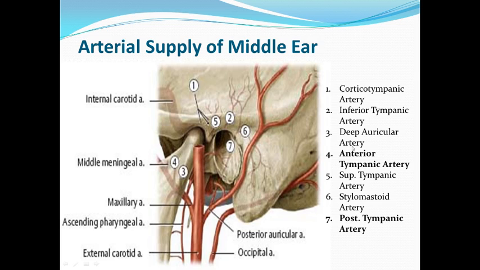Then we have the deep auricular artery, the third one. And last but not least, we have the superior tympanic artery. The superior tympanic artery is a branch of the middle meningeal artery. So these are small arteries which also supply arterial blood to the middle ear, but the most important or main arterial supply is the anterior tympanic artery, a branch of the maxillary artery, and the posterior tympanic artery, a branch of the stylomastoid artery, which is a branch of the posterior auricular artery.